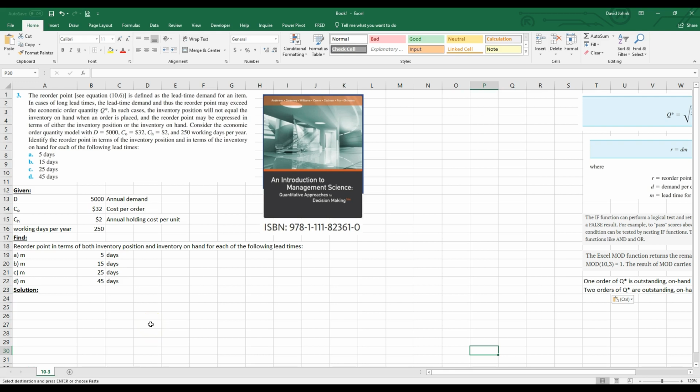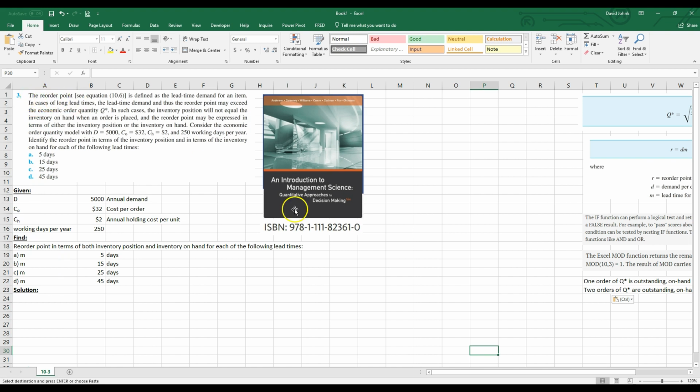Okay, today I'm going to solve a problem that I had some questions about from my students. This is a problem I assigned out of this book, An Introduction to Management Science by Anderson. Here's the ISBN number. This is a book I use in my quantitative methods class. It's like a senior level class I teach. Pretty good book, and I just wanted to give the reference to where I got this problem from. So let's read the problem.